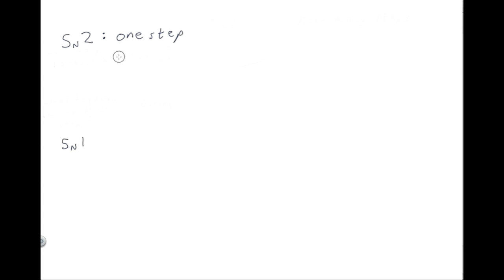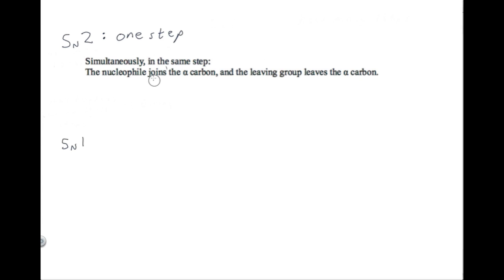I hope you answered. Here's the answer we discussed in the previous video. In that single step, two things happen simultaneously. The nucleophile joins the alpha carbon, and the leaving group leaves the alpha carbon.